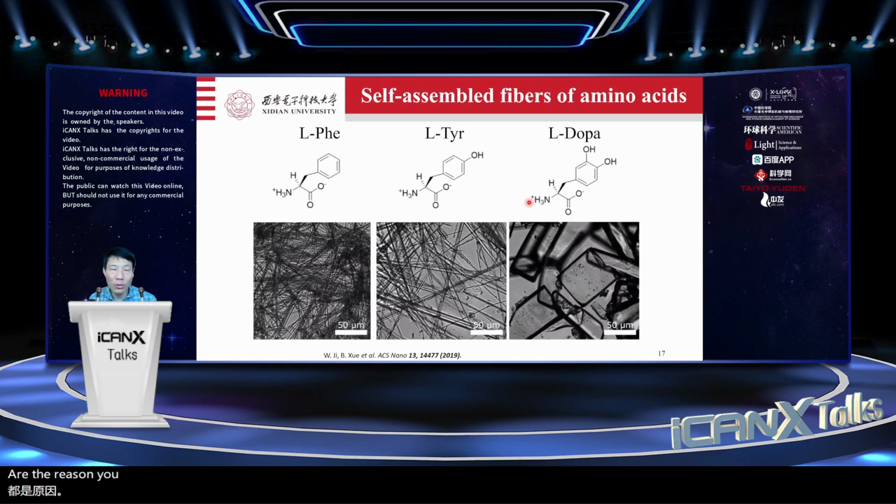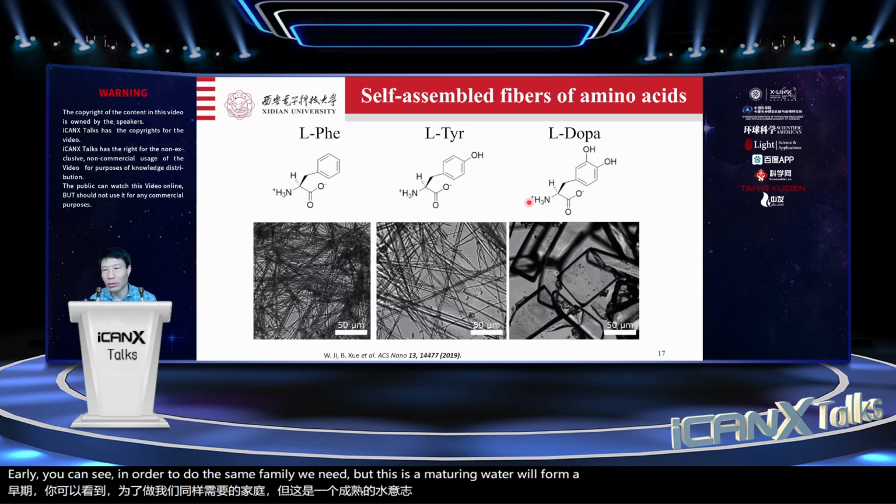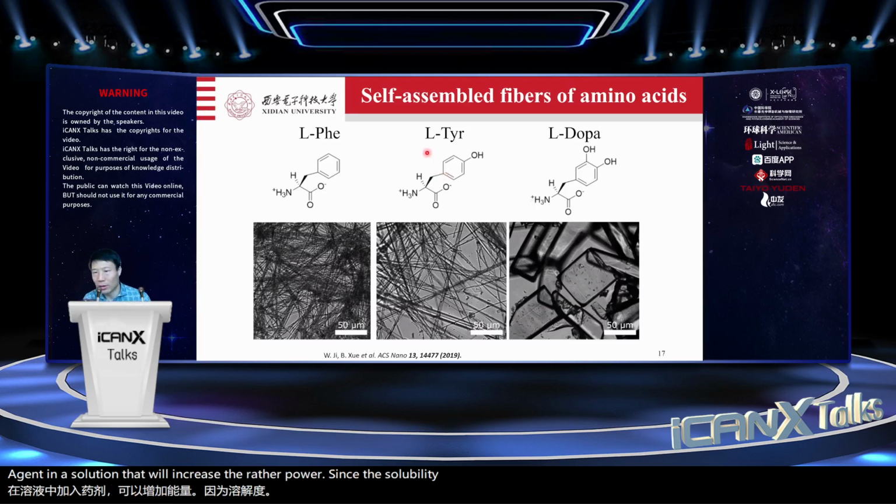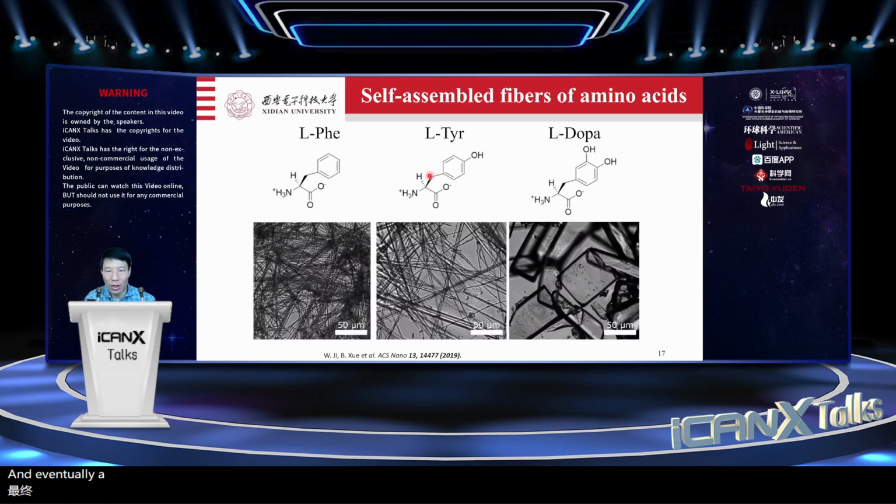The reason we started this one is that, as you saw earlier, in order to do the self-assembly we need to put this material in water to form a solution. However, tyrosine has a very low solubility, almost 2 orders of magnitude smaller than some other amino acids. So it's really kind of insoluble in water. However, when you put some amyloid inhibition agent in the solution, that will increase the tyrosine's solubility. And eventually we can fabricate some fibers from the L-tyrosine.